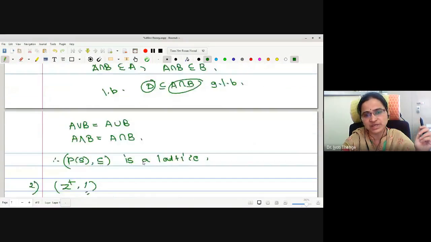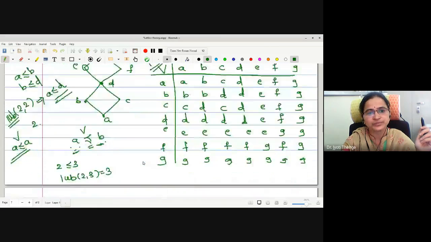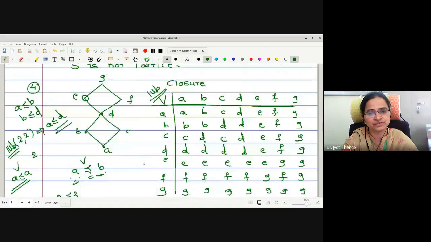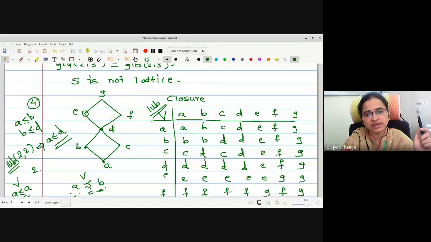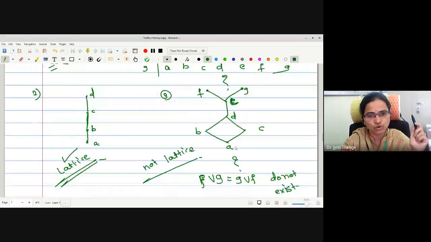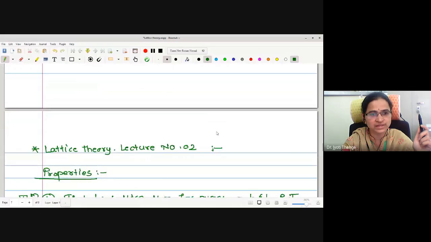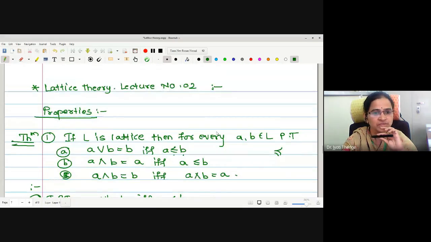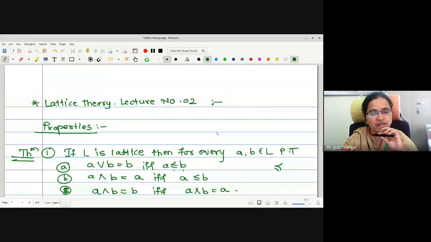We have seen some examples also. We have solved one example by using a Hasse diagram to check whether it is a lattice or not. Two examples I have given already. Try to solve both the examples. In today's lecture, let us start with the properties of lattice theory.